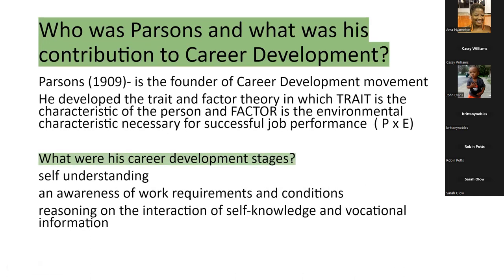So who was Parsons and what was his contribution? In 1909, he was the founder of the career development movement. He developed the trait and factor theory, in which the trait is the characteristic of a person, basically your personality, skills, who you are, and the factor aspect is the environmental characteristic. So if my client is organized, she likes to keep things in order, then as a start, she would maybe benefit from being in a clerical position, an office position. That's what the factor part, the environmental characteristic, is. And that's what he means by P times E.